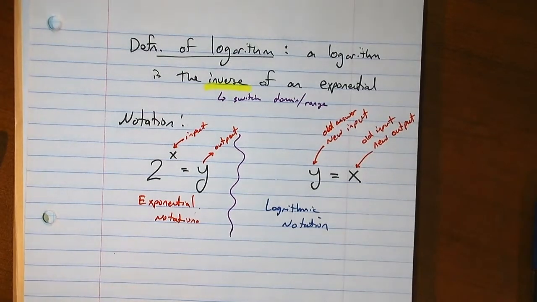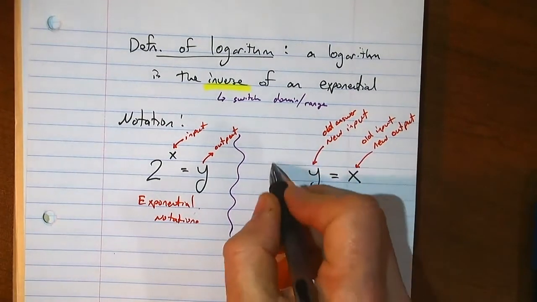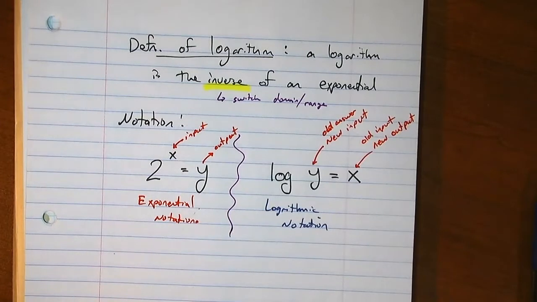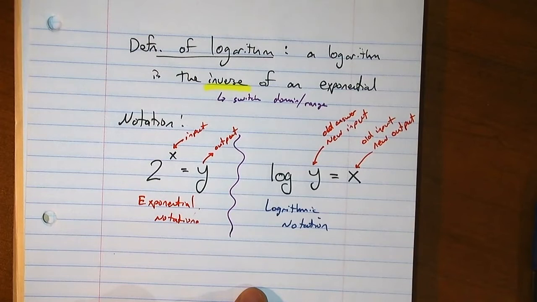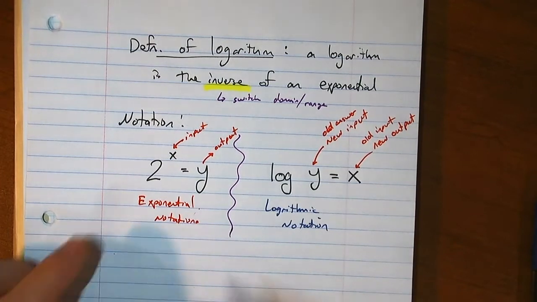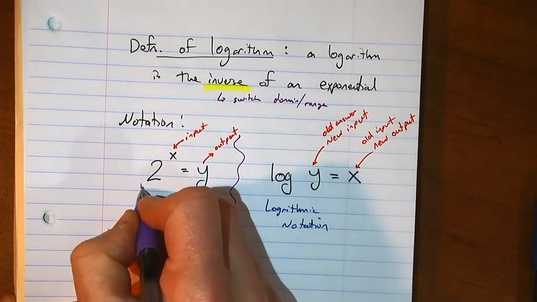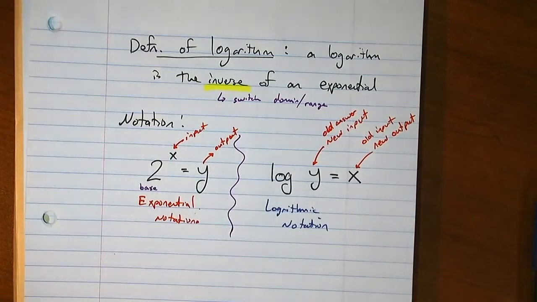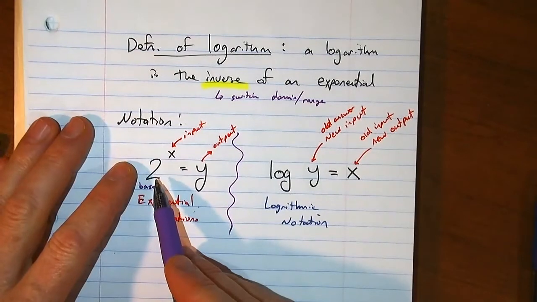Okay, but I still haven't shown you the actual logarithm. So here's the way that we express a logarithm. We use the abbreviation log, L-O-G. So I'm just going to write log of y equals x. Okay. Now that's actually not the full thing. There's one other piece. Why does there need to be another piece? Well, I need to know what was the base over here. Remember, the thing that has the exponent is called the base. And so this somehow needs to reflect the fact that I was working with a base of 2.